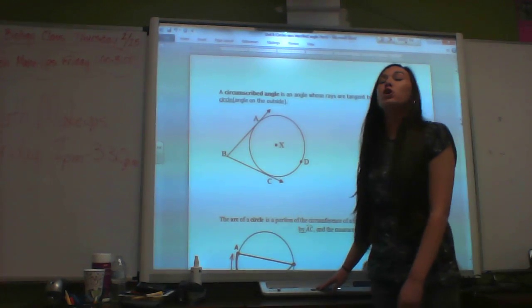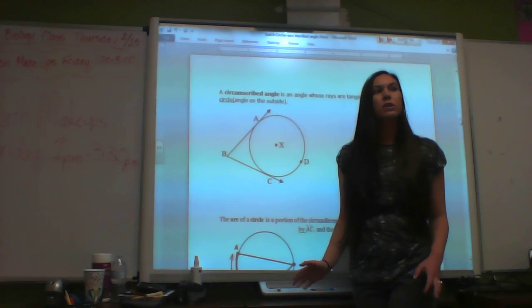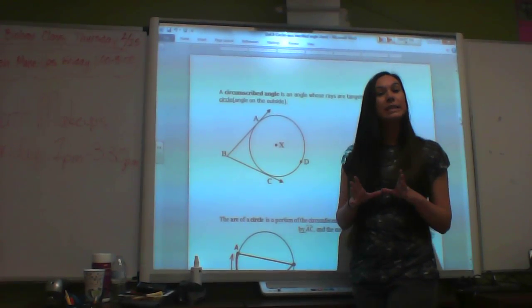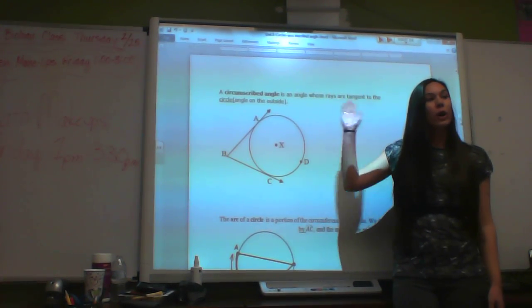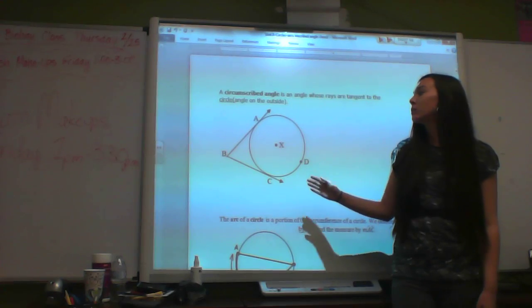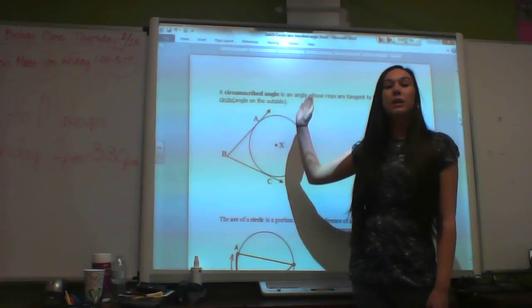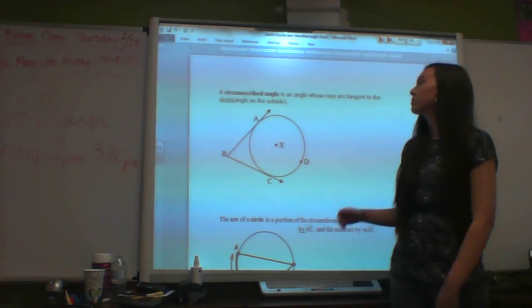Okay, so circumscribed angle. And circumscribed doesn't really sound too much like any words that we know, but we've learned about inside angles and central angles, and with this visualization, where is this angle? Good job, on the outside. So a circumscribed angle is just an angle that is outside of a circle.